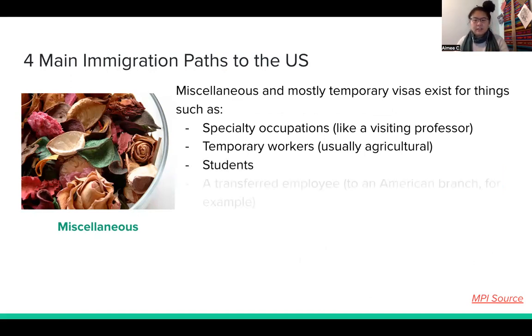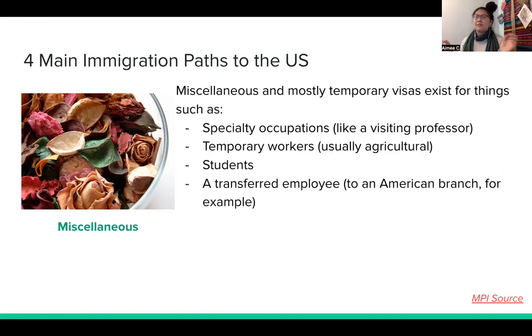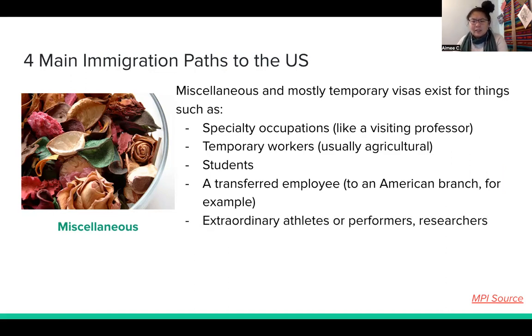Then there's student visas. A special category for transferred employees, like if your company starts a new American branch, you get to be in charge of that. And then extraordinary athletes and performers, so I believe celebrities sometimes if they have to go film in a different country. Field workers from Mexico and Canada specifically. And that was the end of that.